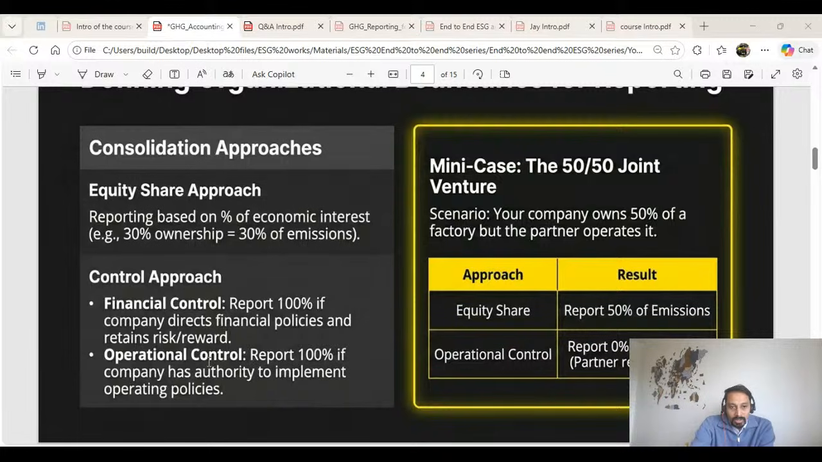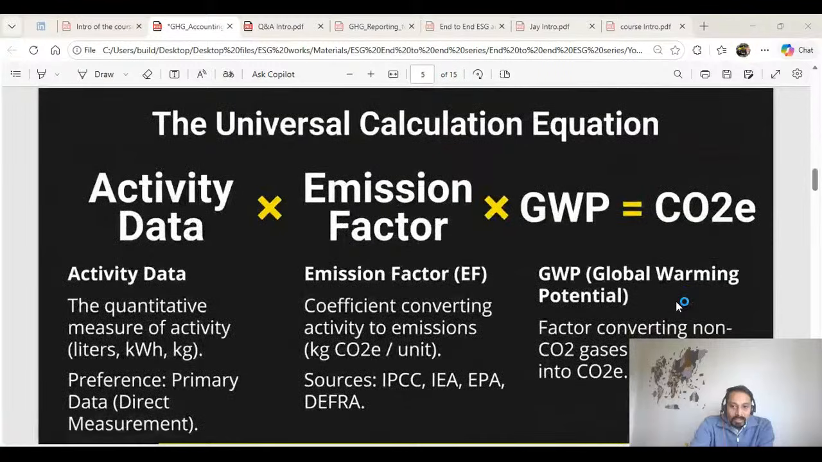I'm just sharing this in the chat box as well. In a 50% joint venture, equity share reports 50% and operational control reports 0%, if your partner operates the site. Partner here means your financial joint venture partner. That is what you have to understand, whether it's operational or financial. I will share the detailed document as well. You can go through it for the operational boundary and organizational boundary. Don't worry.